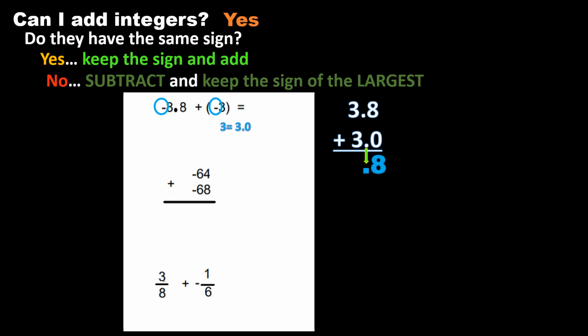8 plus 0 is 8, and 3 plus 3 is 6, so my answer is 6.8 or 6 8/10. But what type of 6 8/10? Well, once again, when I look at it, I have the same sign, so I'm going to keep the sign. Right? Don't get confused with yesterday. Same signs means I keep the signs in addition. So I'm going to have a negative 6 8/10 as my answer.